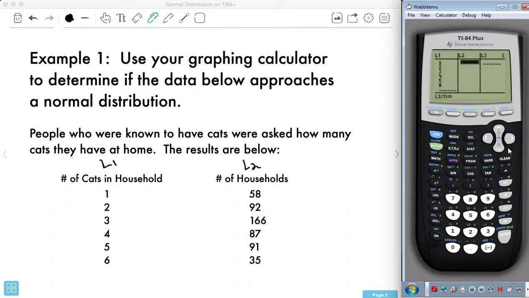Then I'm going to right arrow over to list 2 and I'm going to put in my numbers of households. Your list 2 here is also known as a frequency list. It's giving the number of households that fall under each category. 91 and 35.